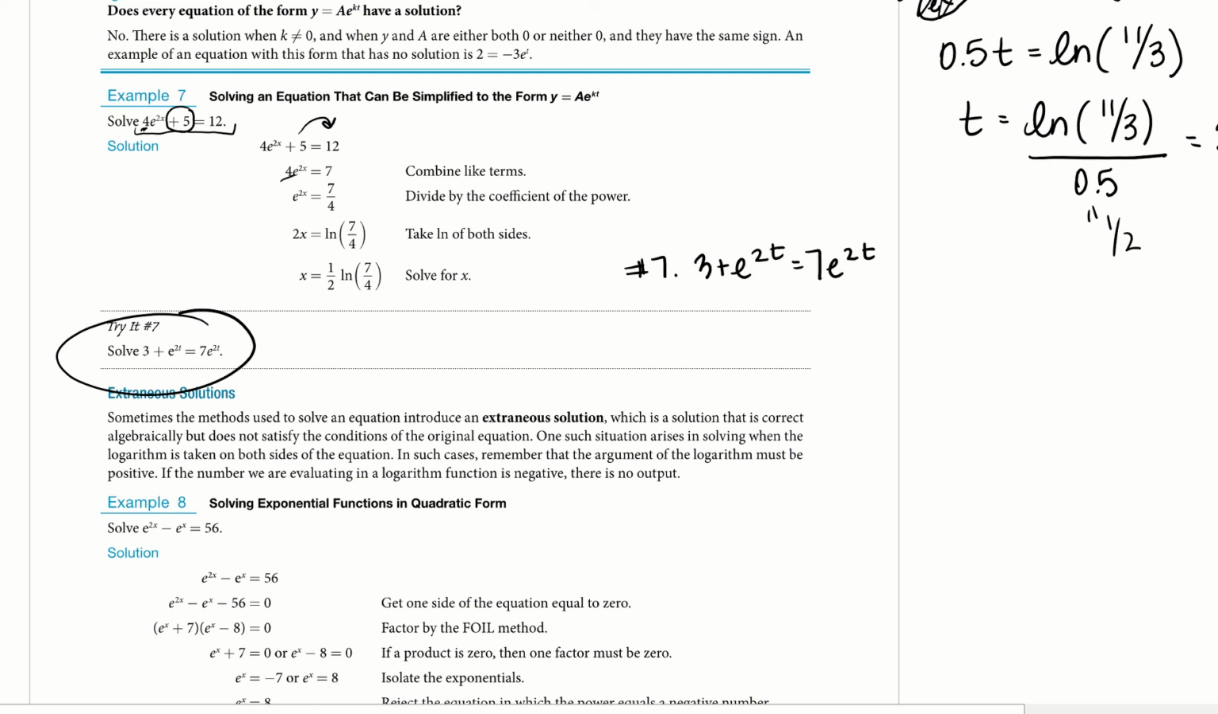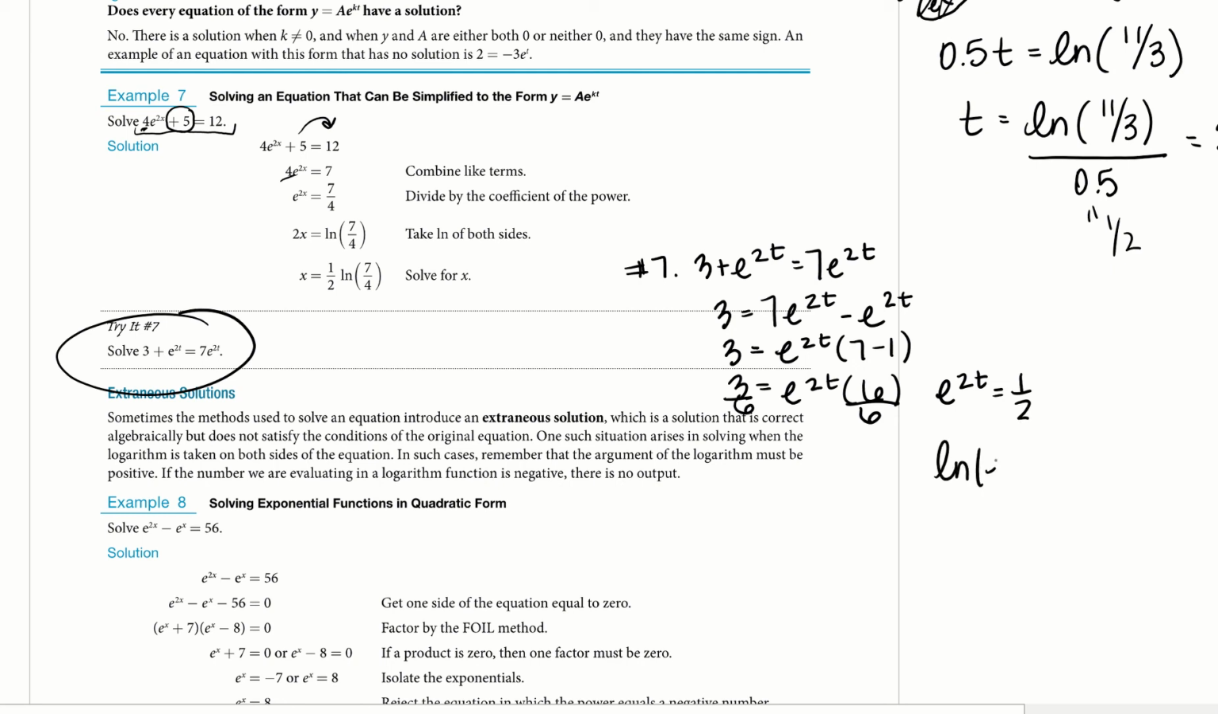All right, there we go. So I'm going to do 3 equals, and I'm going to move that e^(2t) over. So it's 7e^(2t) minus e^(2t). Well, notice that is equal to e^(2t) times (7 minus 1). So that's 3 is equal to e^(2t) times 6. And now I can divide that 6 out, which gives me e^(2t) equals half.